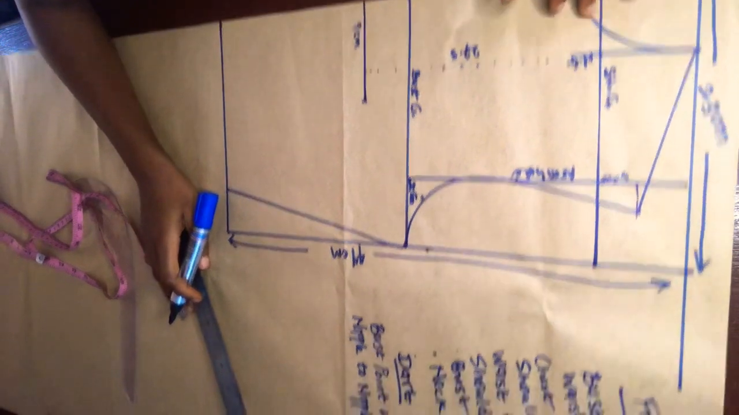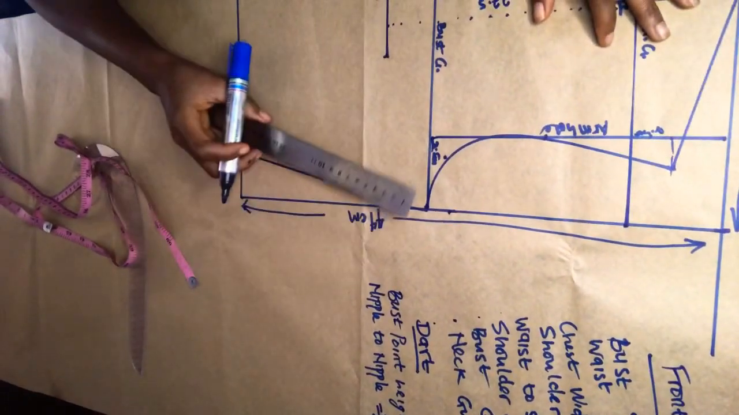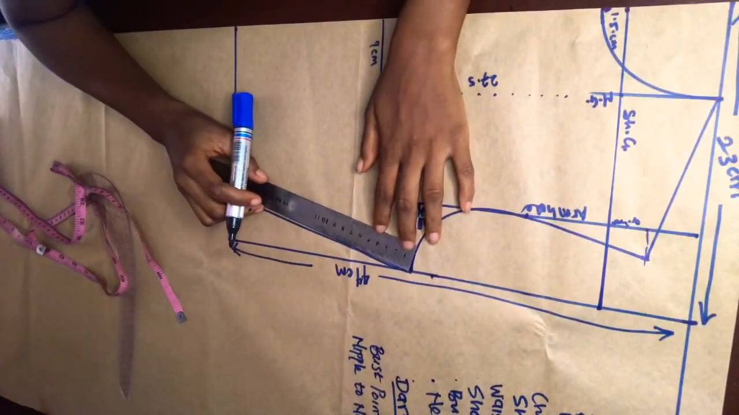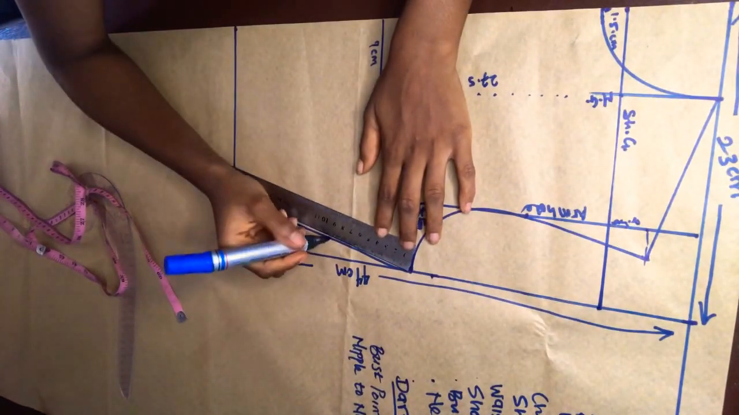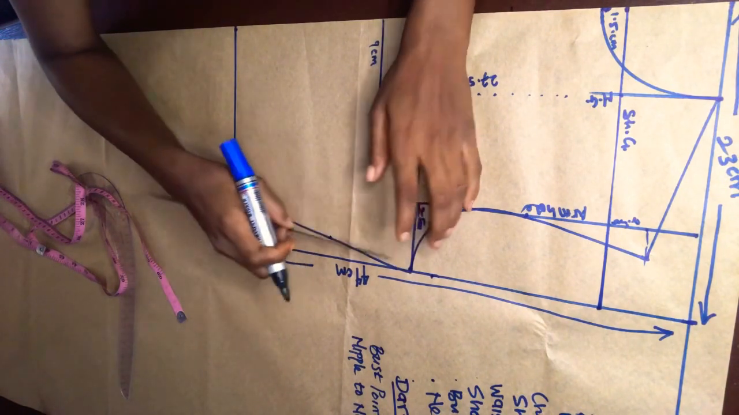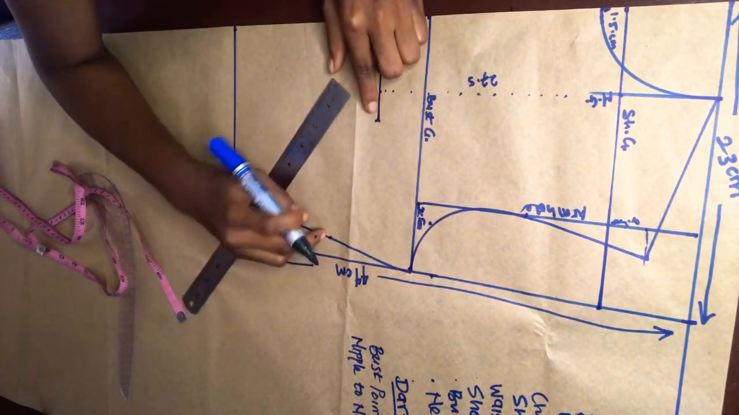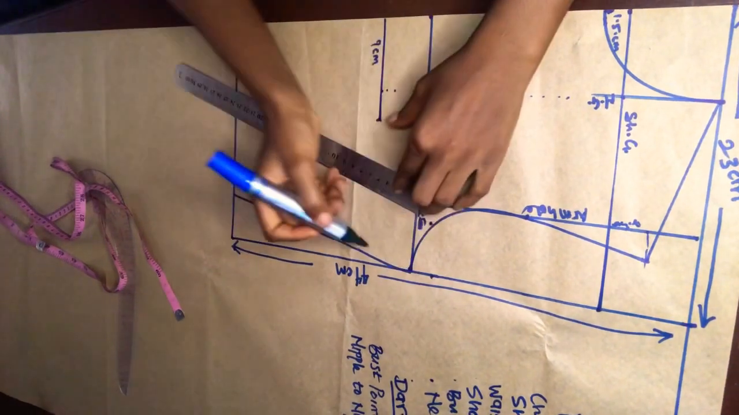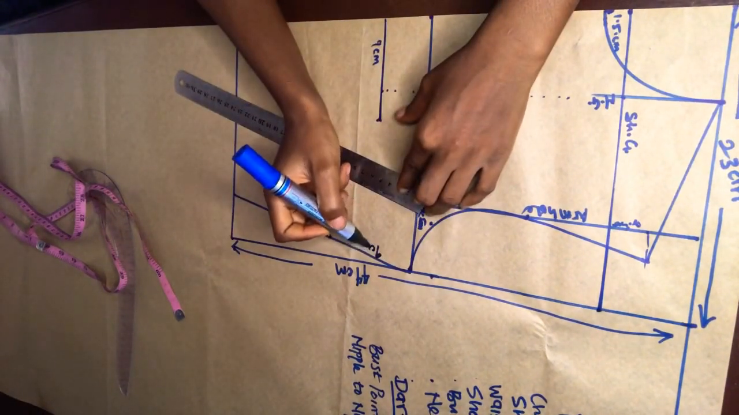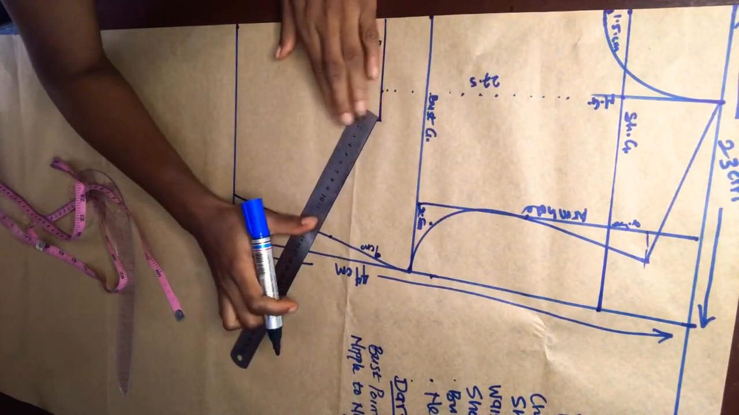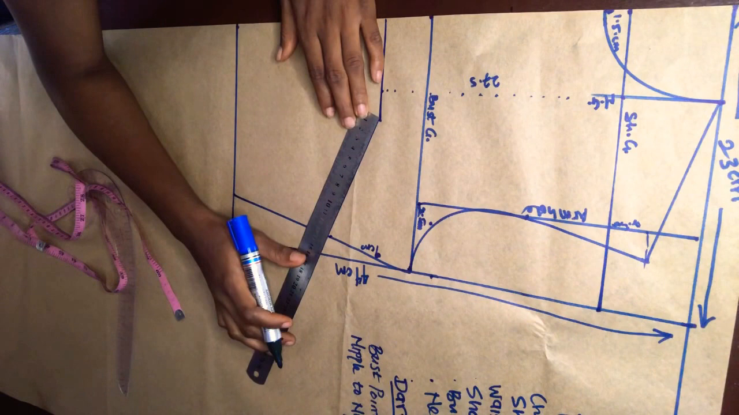Then we have to measure from the bust guideline. We measure 9 centimeter, placing the ruler on the seam line. And from this 9 centimeter, you slant it. This right here is 9 centimeter. I'm going to slant it to the bust point.